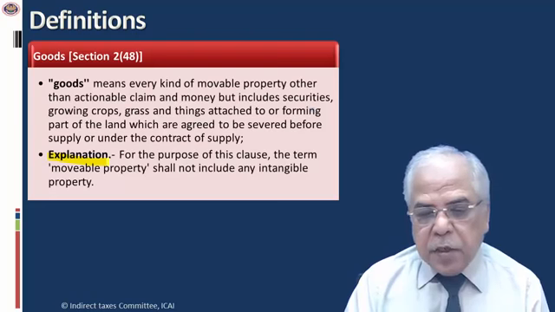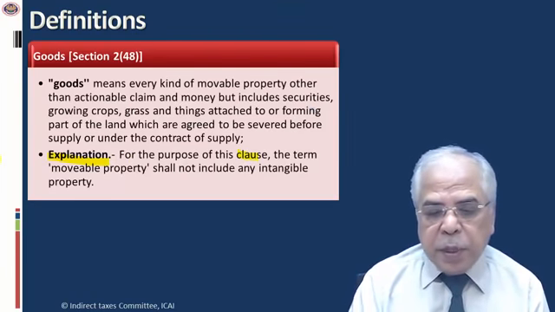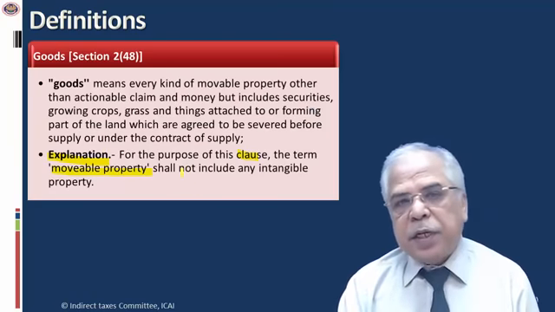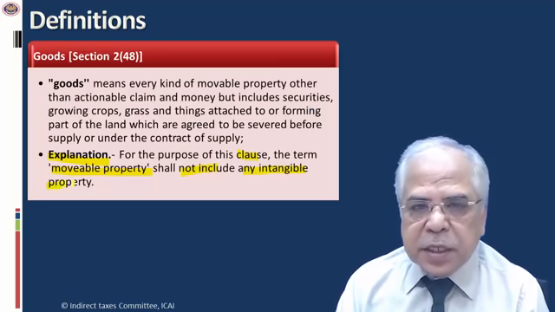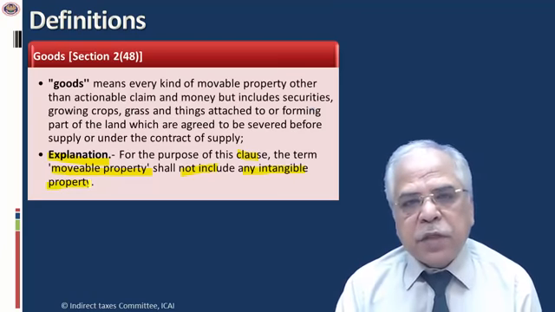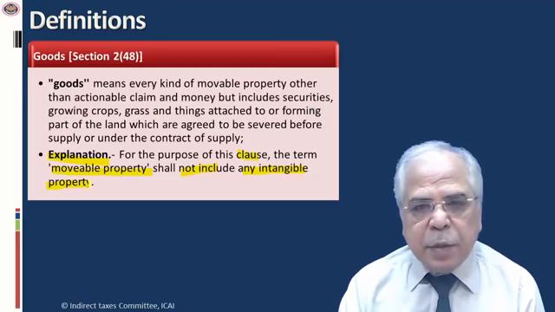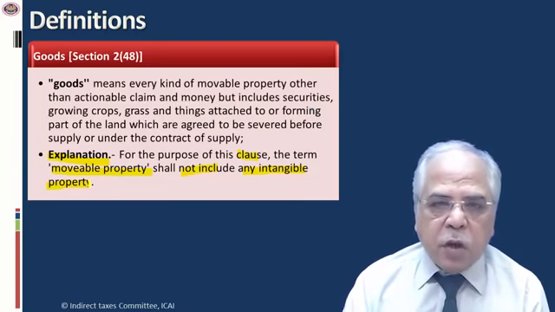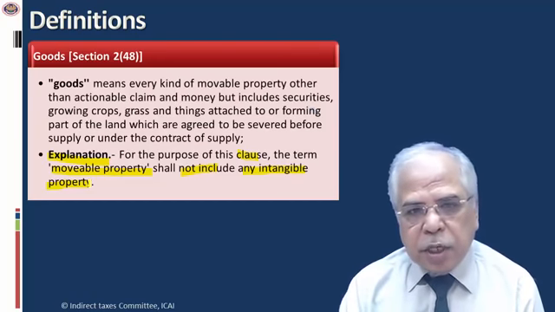Now, this explanation: for the purpose of this clause, the term movable property shall not include any intangible property. We all know the landmark judgment of TCS given by the apex court of this country, wherein they have held that even intangible property can be held to be goods if it has all the features which are there in tangible goods, like storage, captive consumption, etc.